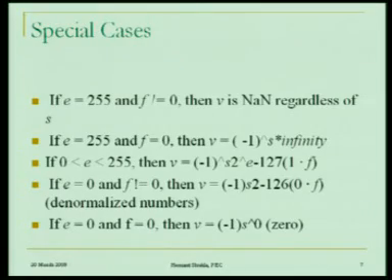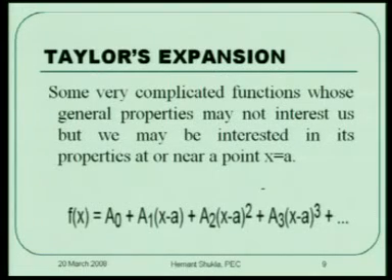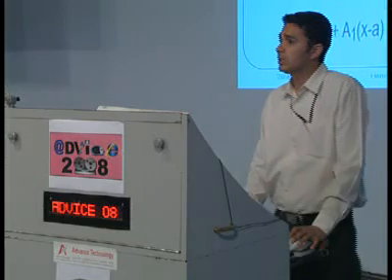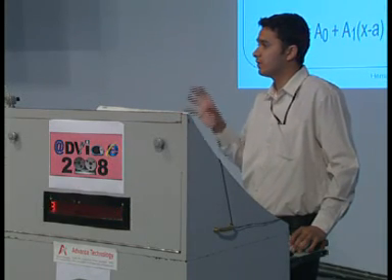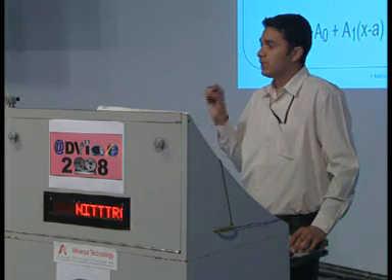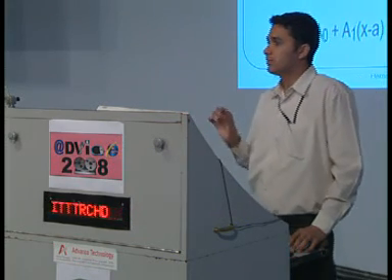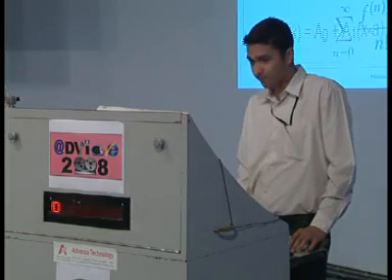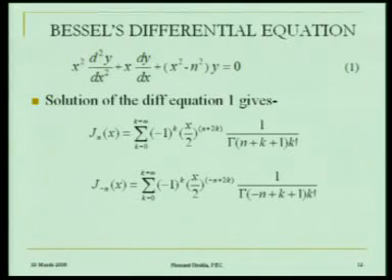There are some special cases in the IEEE 754 format, and these are some invalid operations. Those are very simple and the same operations that we applied in maths. This is the Taylor's expansion. Taylor's expansion is applicable when we are interested in the solution of functions which are very complicated, and we don't want the solution at every point, but at some specific point, say x equals 0. This is Bessel's equation and the part of this.